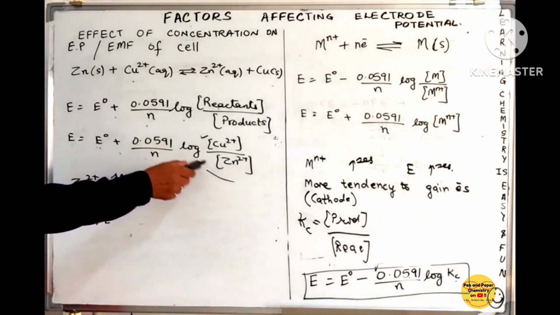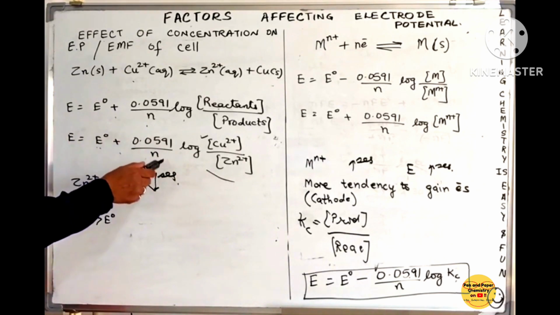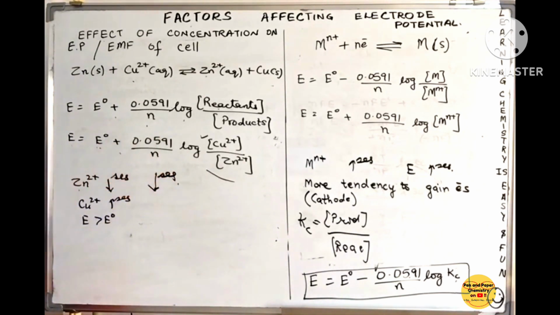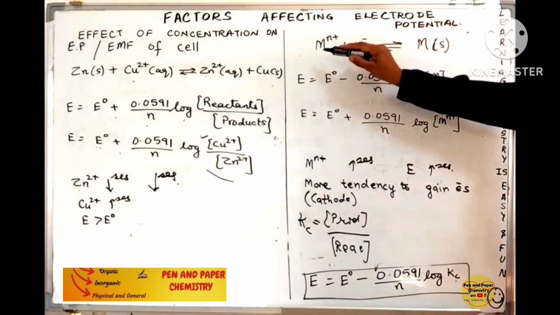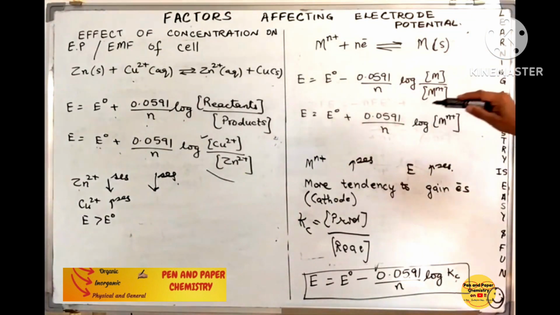So if you notice over here, the EMF of a cell does depend upon the concentration of the solution that has been taken in order to set up the redox reaction. Now you will say that here we are talking about the full cell reaction. What about the electrode, a single electrode? So let us study that as well.